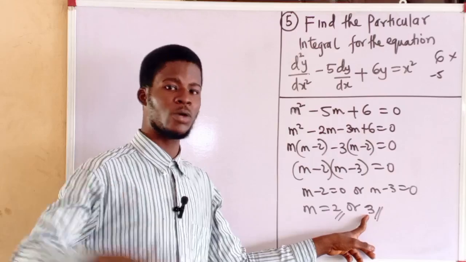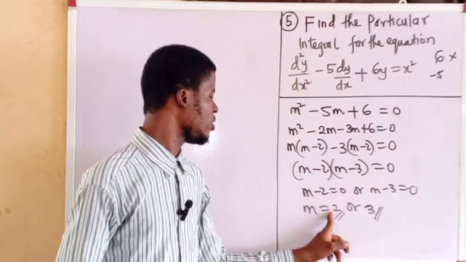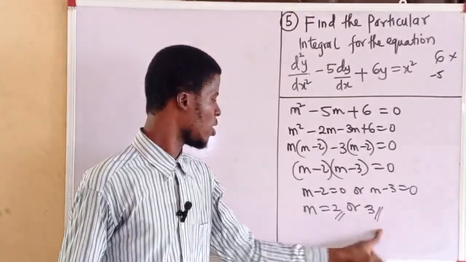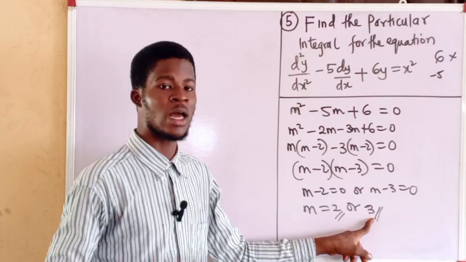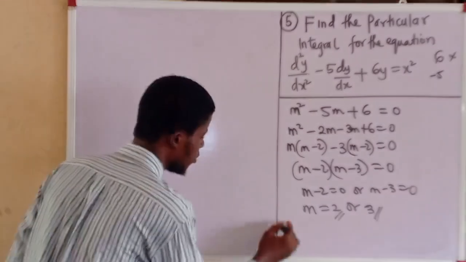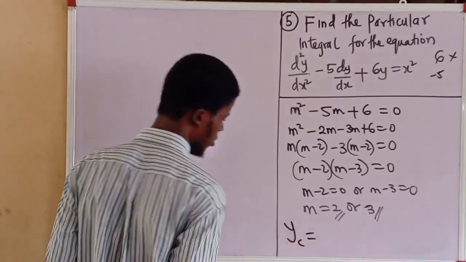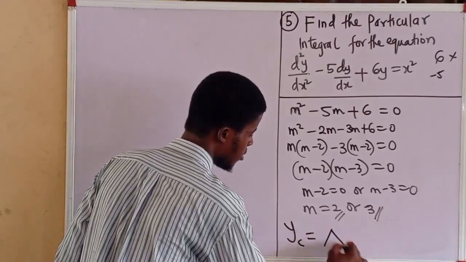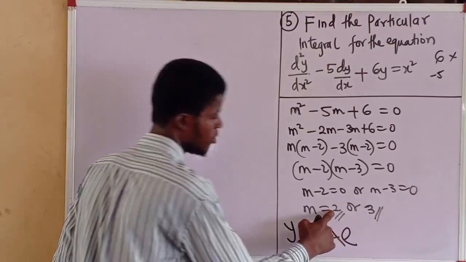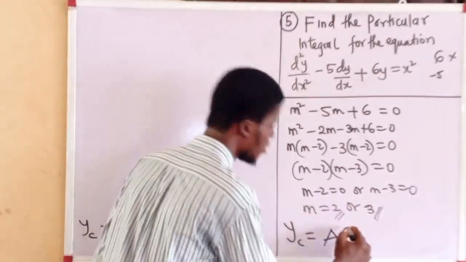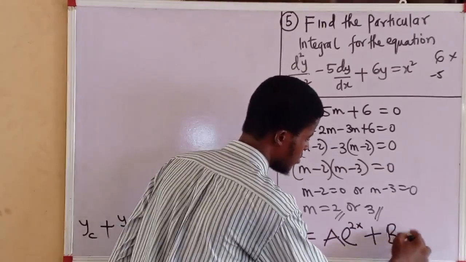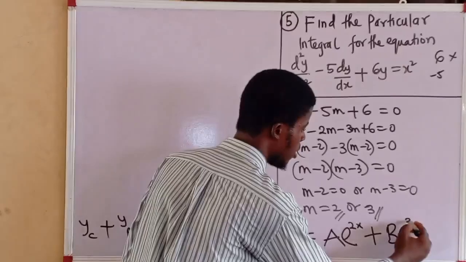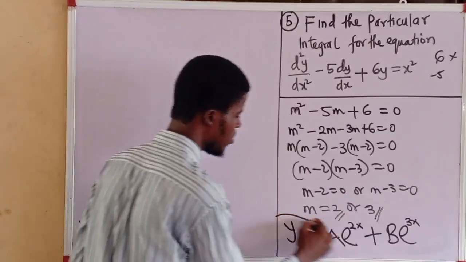So the complementary function, when the two roots are not equal, 3 is not equal to 2, and they are real roots, not complex roots, is this: A e to the power of 2x plus B times e to the power of 3x, using either root first. So this is the complementary function.